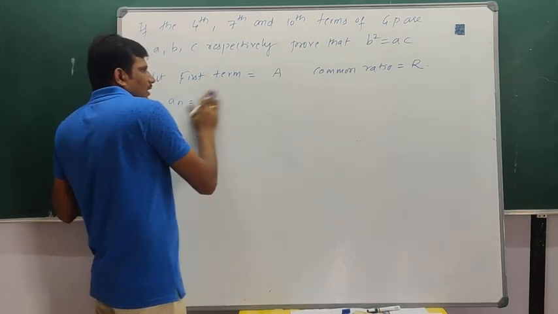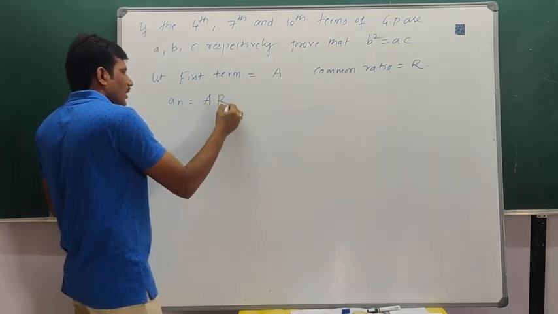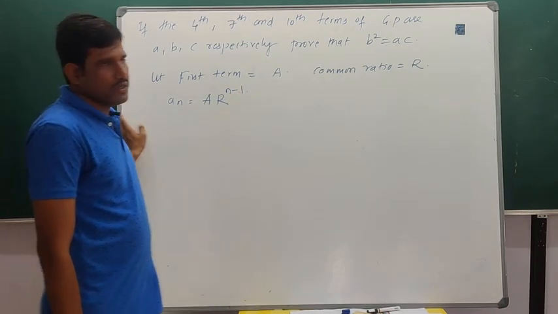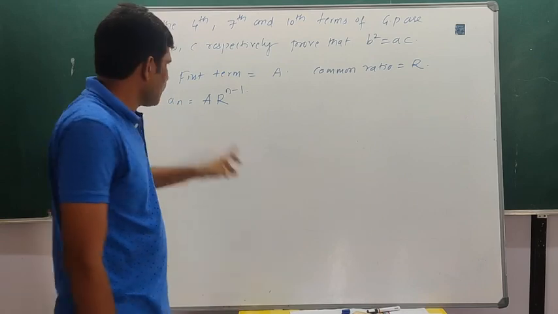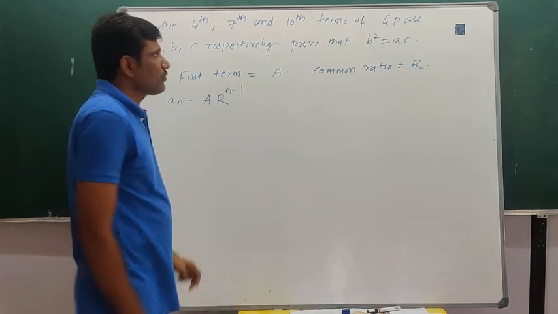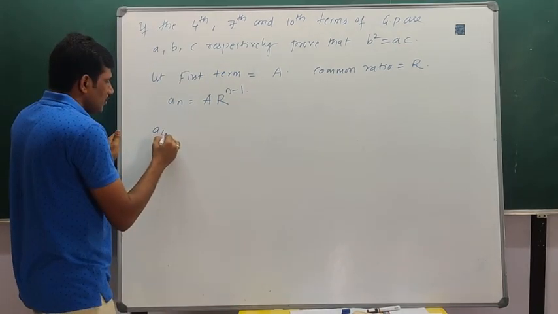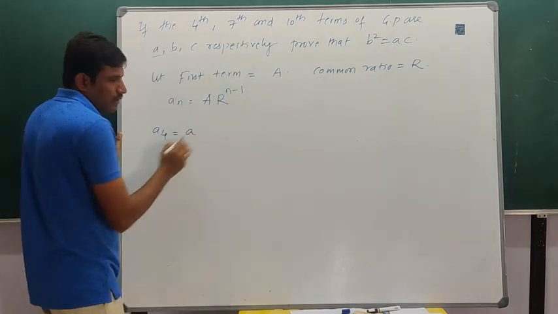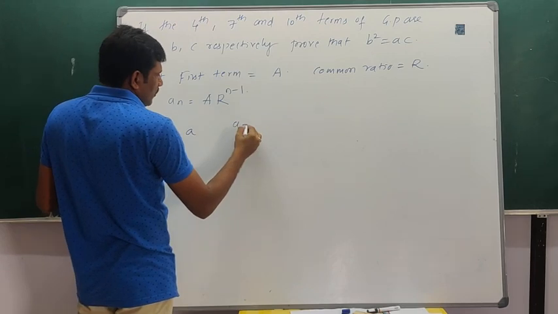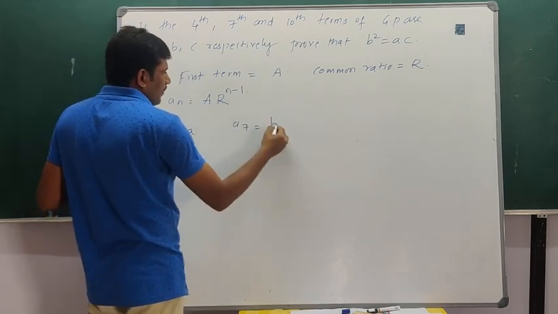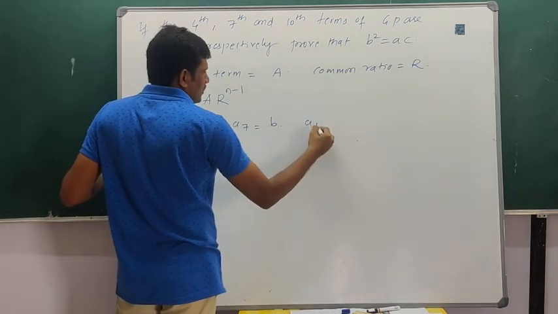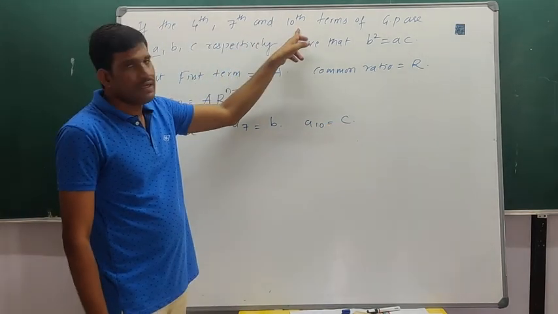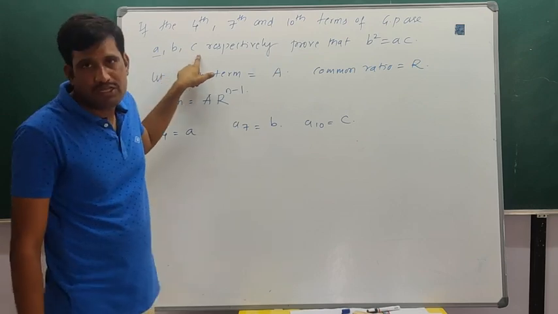Since I am taking the capital letters, the nth term is AR raised to n minus 1. Instead of small letters, I am taking capital letters. So the fourth term is given as A, the 7th term is given as B, and the 10th term is given as C. So the 4th, 7th and 10th terms are A, B, C respectively.